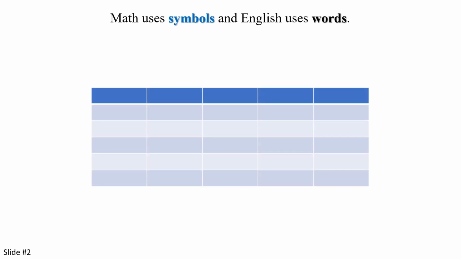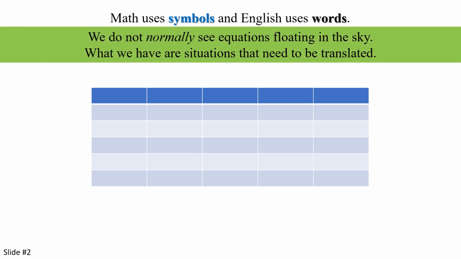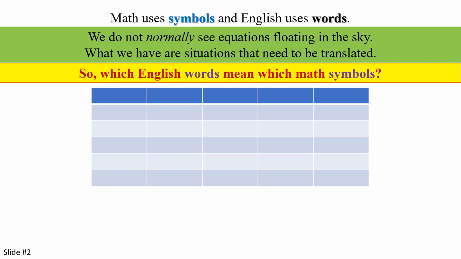Math uses symbols and English uses words. We do not normally see equations floating in the sky. What we have are situations that need to be translated. So, which English words mean which math symbols?